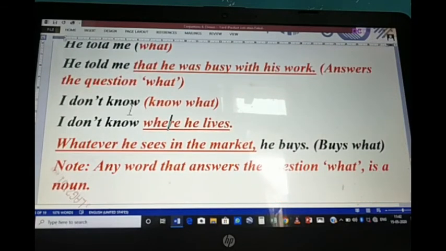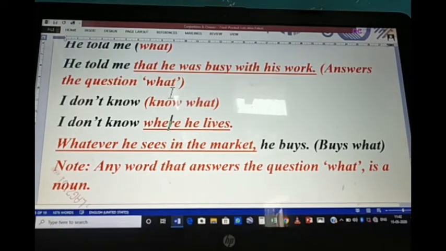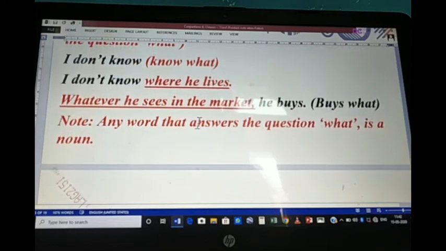Another example, I don't know what. I don't know where he lives. मुझे पता नहीं है वो कहाँ रहता है. So where he lives is a clause introduced by the word where. So where he lives becomes the noun clause.